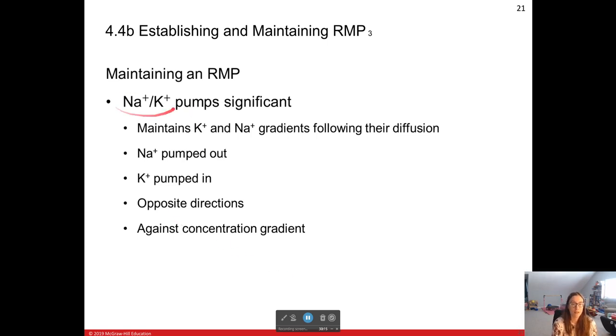And so the sodium-potassium pump is very significant. It maintains the resting membrane potential. All those ions that are slipping in and out of those leak channels, well, the pump can pump them back to the appropriate sides. So sodium is pumped out, potassium is pumped in, always in opposite directions and always against the concentration gradient.